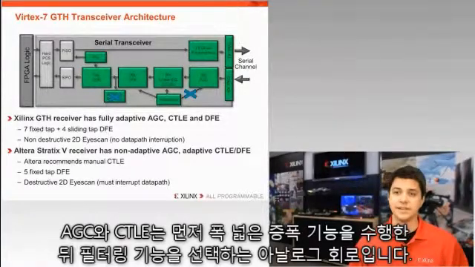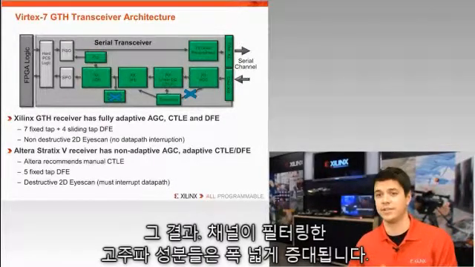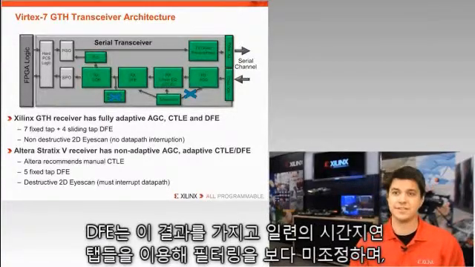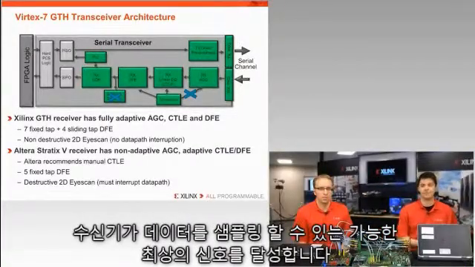The AGC and the CTLE are analog circuits that first perform a broad amplification, then selective filtering, the result of which is to broadly boost the high-frequency components that the channel filtered out. The DFE takes the result and uses a set of time-delay taps to more finely tune the filtering and achieve the best possible signal for the receiver to sample data from.